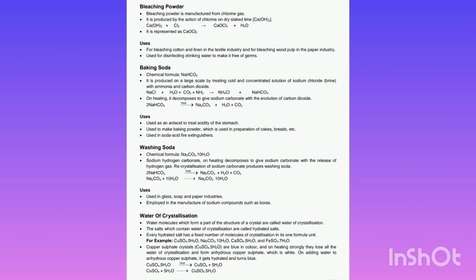Let us see water of crystallization. Water of crystallization is nothing but water molecules which form a part of the structure of a crystal. The salts which contain water of crystallization, we call hydrated salts. Every hydrated salt has a fixed number of molecules of water of crystallization in one formula unit.